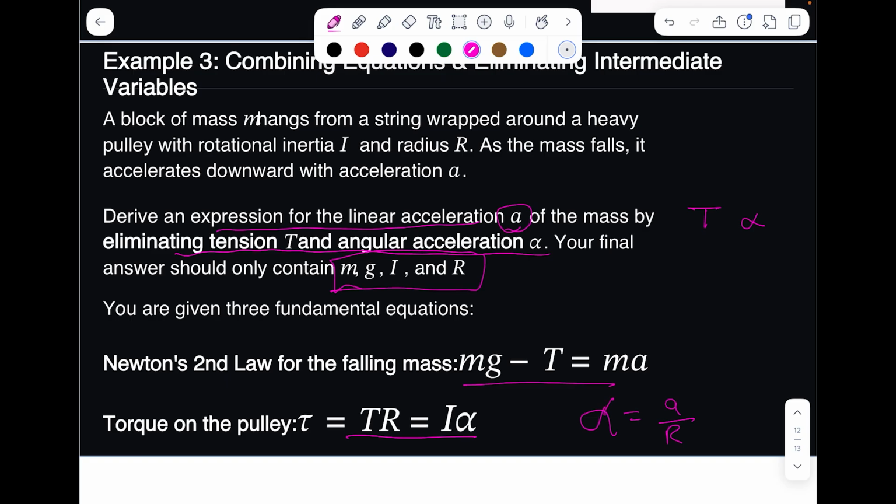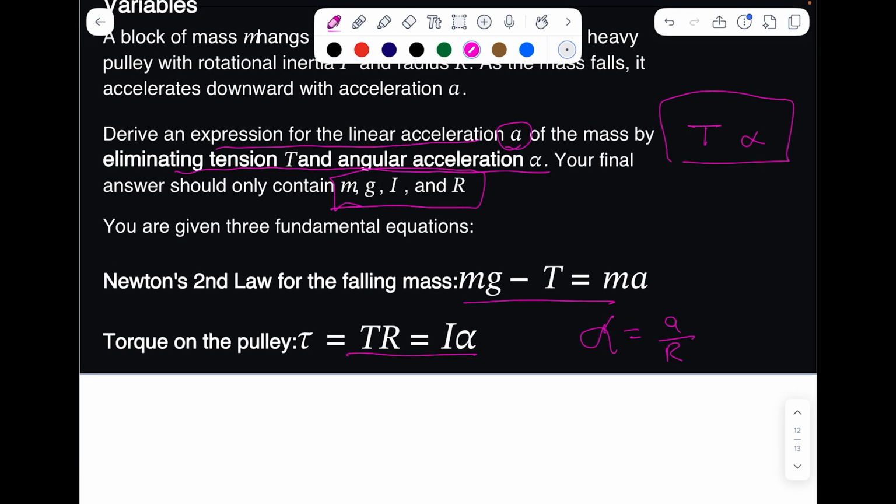I want to basically combine. I need to get rid of T and alpha. And I've got alpha right here, right? Okay, so maybe that's what I'm going to do. I'm going to start there with alpha equals A over R, right? So I can say TR, I'm going to take this equation here, is equal to I times A over R, right? I've now gotten rid of alpha. That's nice, all right.